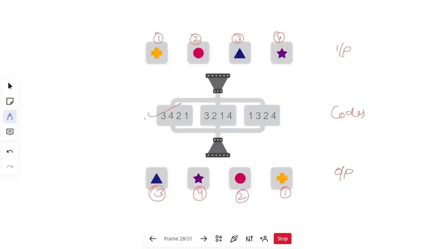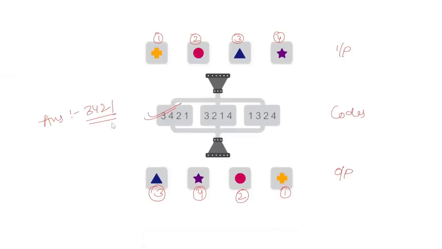So this is the correct code for this. Okay, so the answer for this is going to be 3, 4, 2, 1. Now guys, I will give you a quick trick. Because for these types of questions, you need to attempt a lot of questions in a short time.